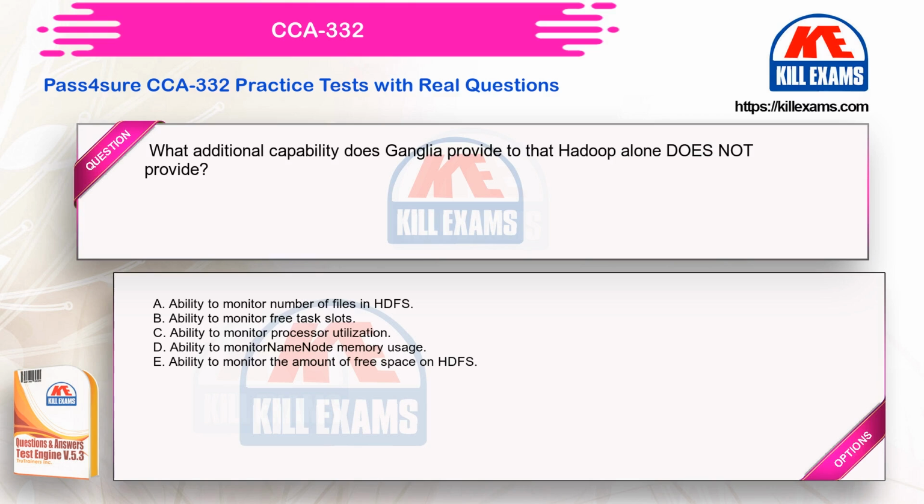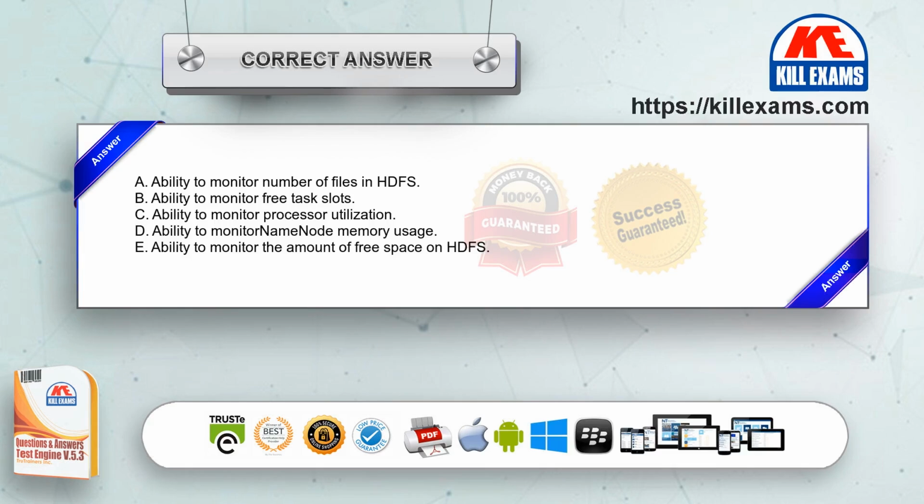Option D. Ability to monitor name node memory usage. Option E. Ability to monitor the amount of free space on HDFS. The correct answer is option C.